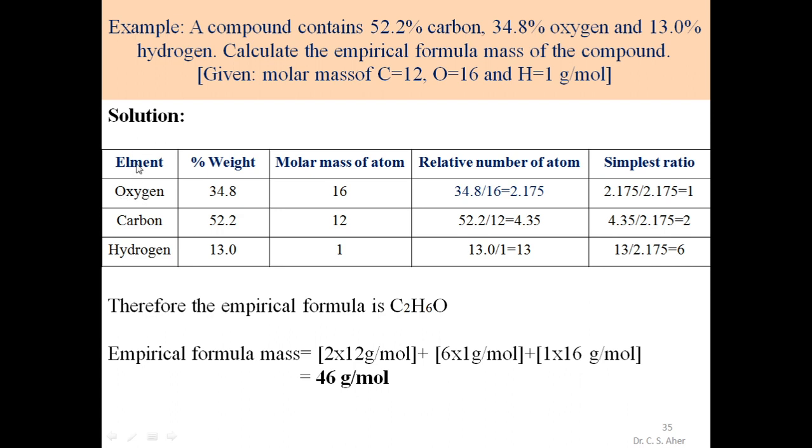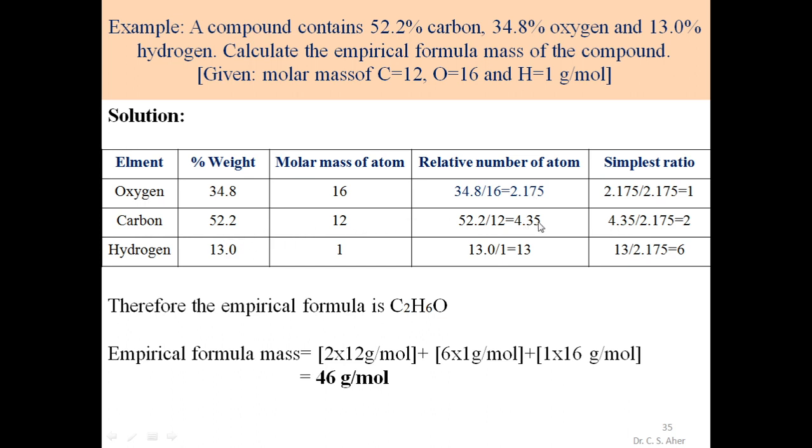So the solution: the first column is element. There are 3 elements: oxygen, carbon, hydrogen. The percent weight is given. We write oxygen 34.8, carbon 52.2, hydrogen 13. Then the molar mass of the atom: oxygen is 16, carbon 12, hydrogen 1. Now we divide the percentage weight by atomic mass to get the relative number of atoms.